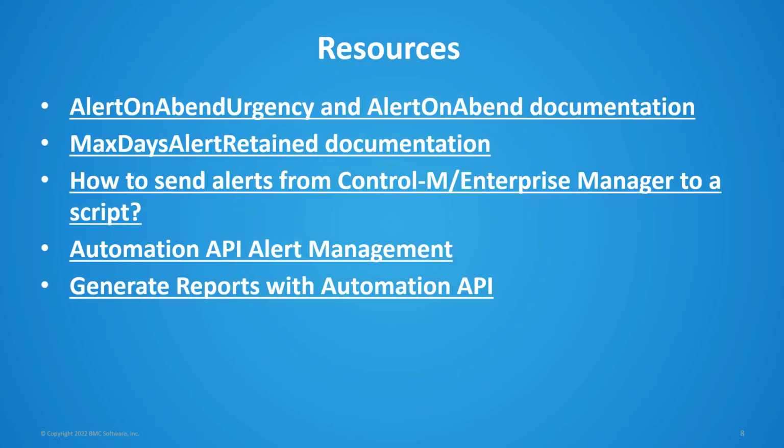Here are some resources you can use for today's demonstrations. The first two links are to our documentation for the gateway parameters and general parameters. It'll list several parameters, but you'll find documentation there for alert on event urgency and alert on event max days alert retained. The third link is a knowledge article about how to send alerts to a script. The link after that is our automation API documentation for alert management. And the last link is a video where we show how to use the automation API to generate reports.